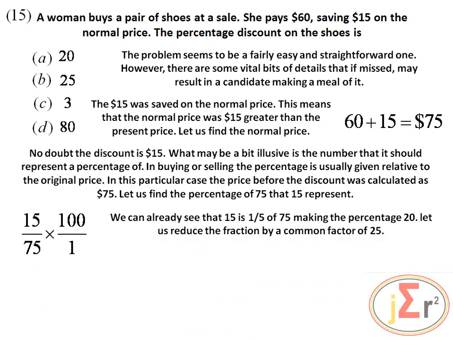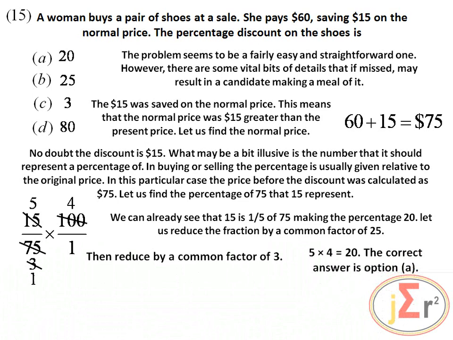We can already see that 15 is 1/5 of 75, making the percentage, we know that the percentage associated with 1/5 is 20%, so the percentage is 20. Let us reduce the fraction by a common factor of 25. 25 into 75 is 3, into 100 is 4. Then reduce a common factor of 3. So we will reduce by a further common factor of 3. 3 into 3 is 1. 3 into 15 is 5. 5 multiplied by 4 is equal to 20. The correct answer is option A.